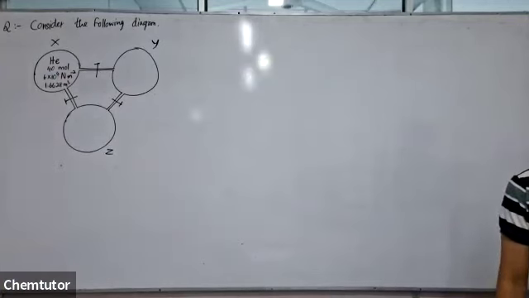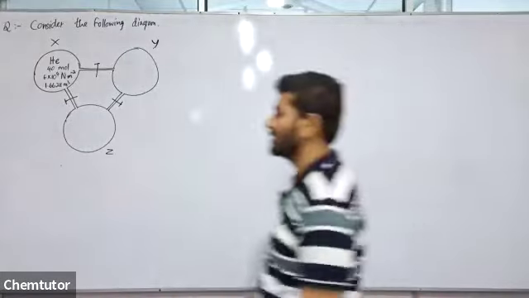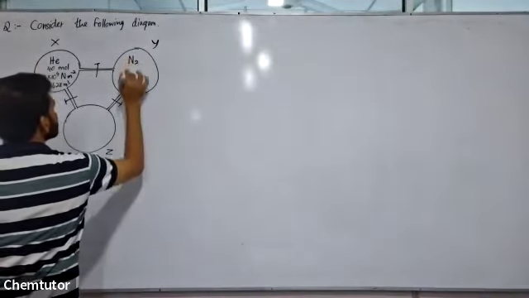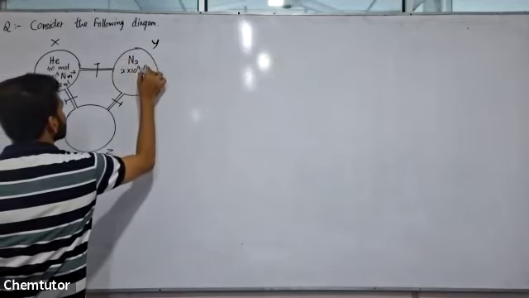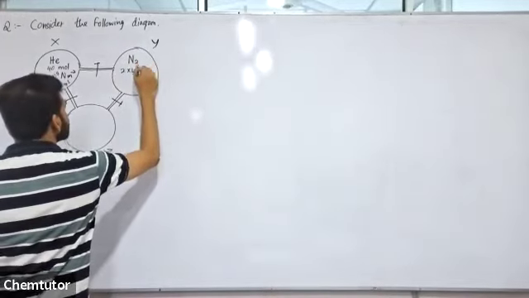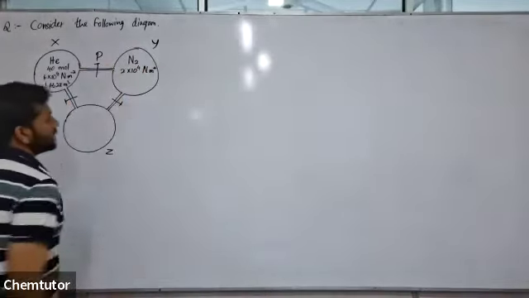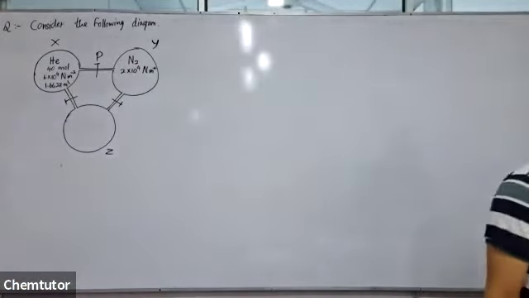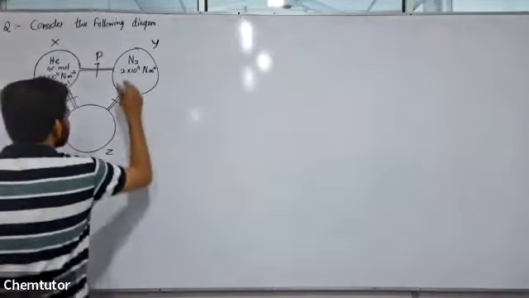Then there's bulb Y. It contains nitrogen at a pressure of 2 into 10 to the power 4. This is the valve P. The volume is 8.314 cubic meters and it is at a temperature of 400 K.